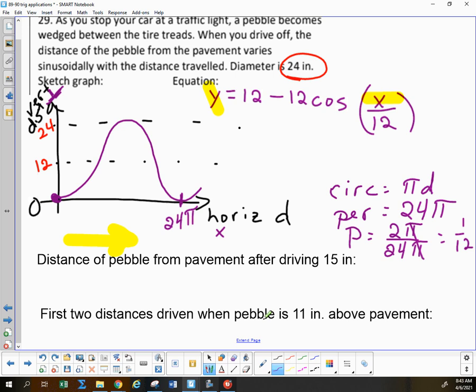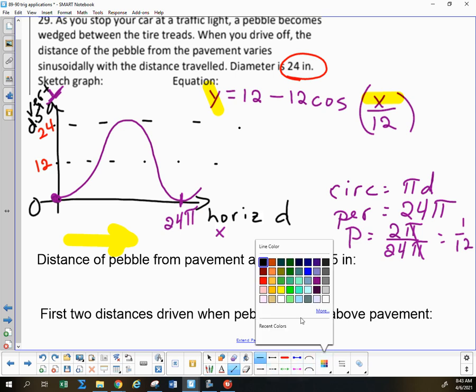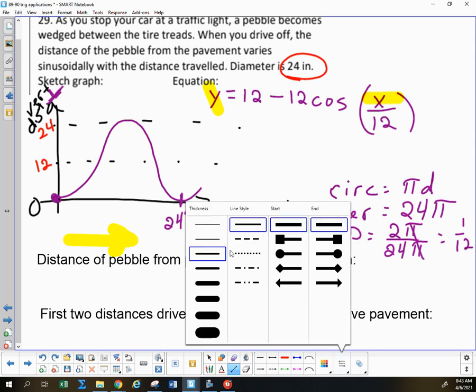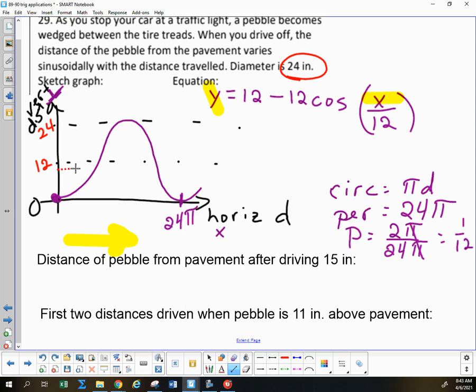Okay, the other thing that you were asked on this one, the two distances when the pebble is 11 inches above the pavement. Is that a 0 like before? Is 11 the max or the min or anything? Right now it's not showing up on my graph. So I need to add another line to my graph at 11. So it's going to be just a little bit below the 12. So I'm going to add that line in on my graph and label that that is at 11.